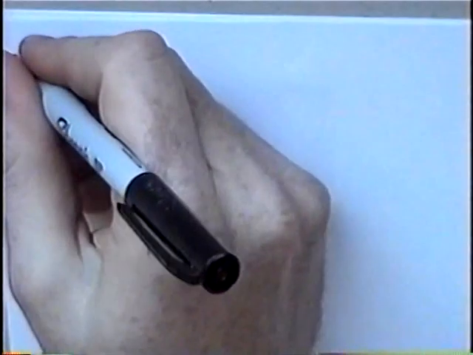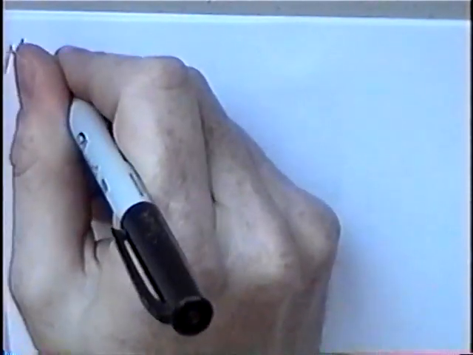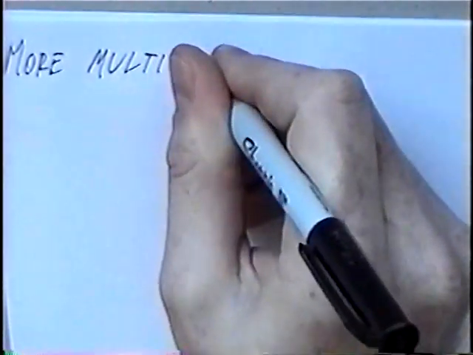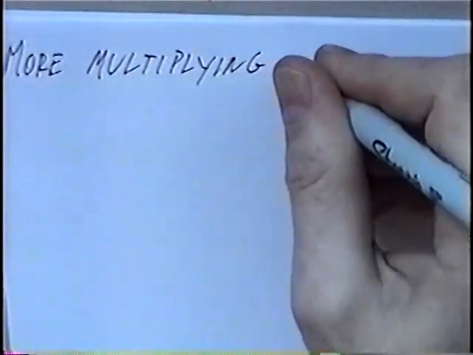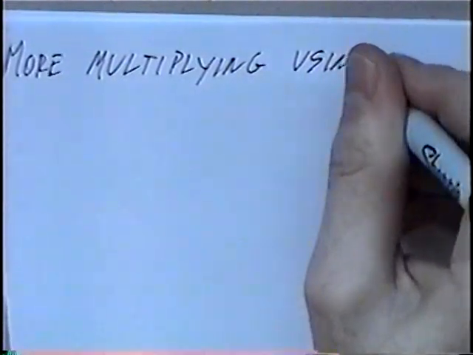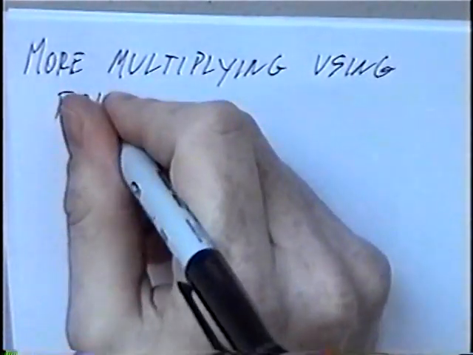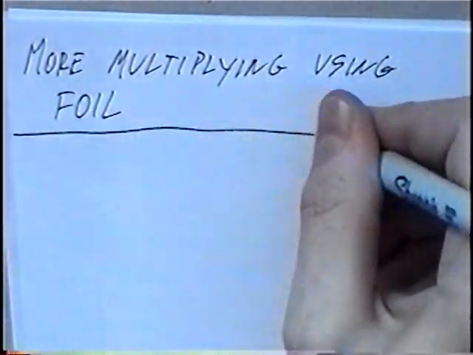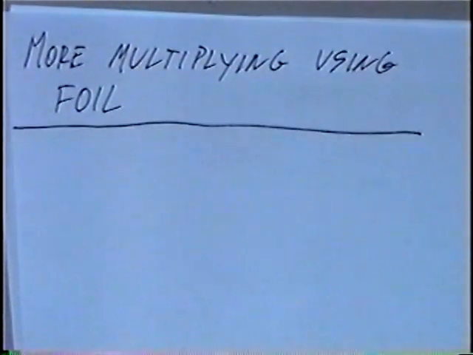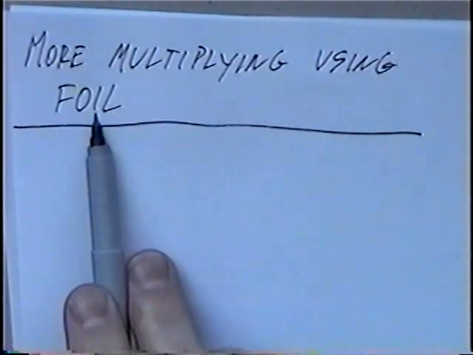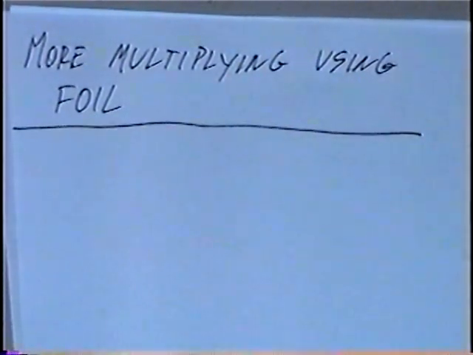Title of the last section today is more multiplying using FOIL. And again, this section will continue to multiply binomials using FOIL, which again is first, outside, inside, last.